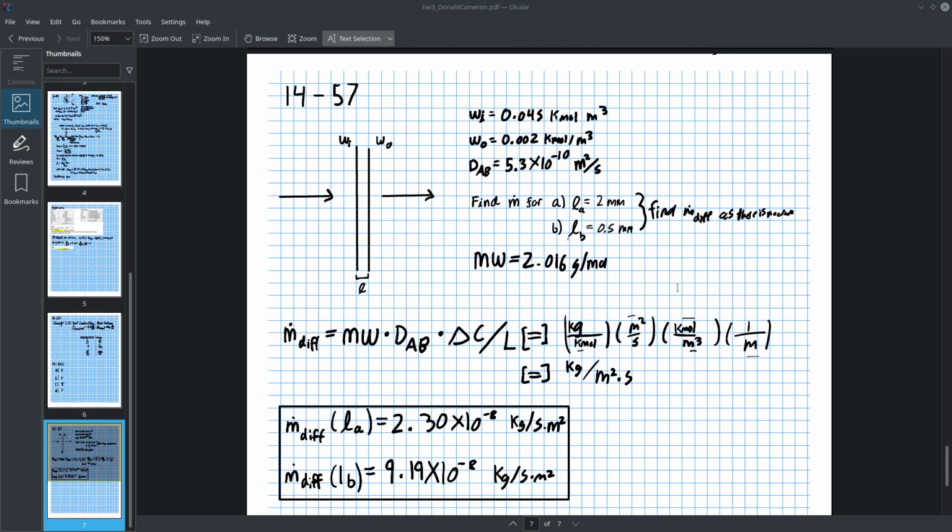Finally, mass diffusion through a wall with some known dimensions allows us to find this mass diffusion per area for two different given lengths.